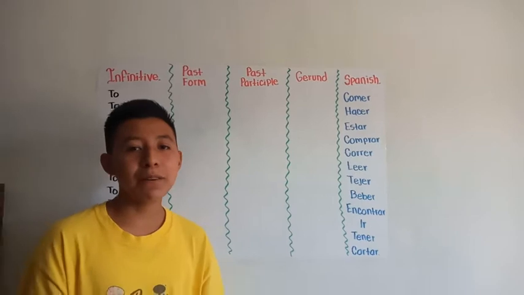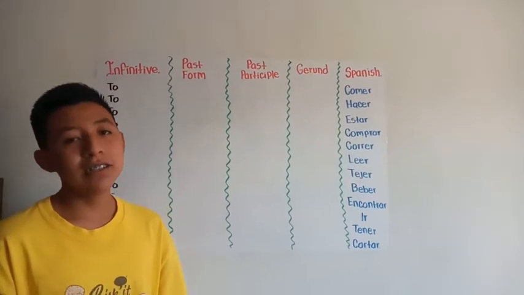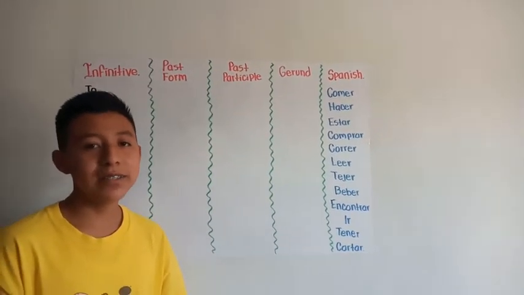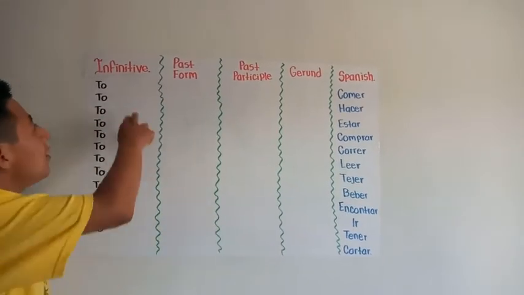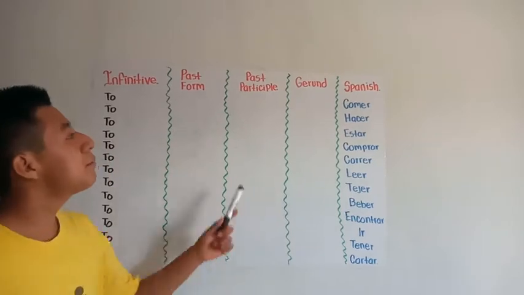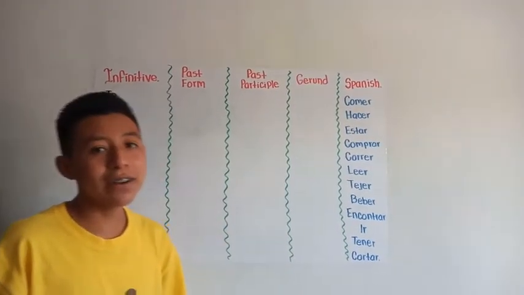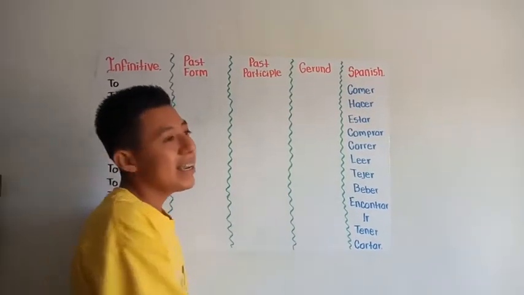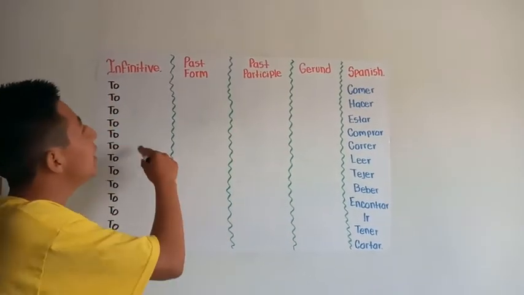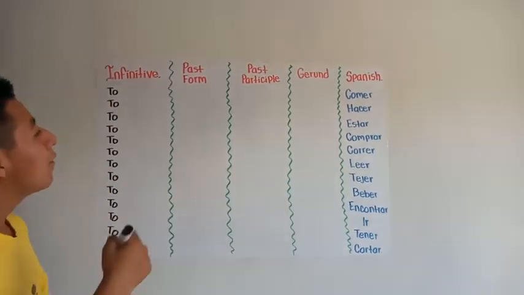In this first part of the video, I am going to teach you 30 irregular verbs in the three forms. What are the three forms? The infinitive, past form, past participle, and gerund. We are going to begin with these 12 verbs in Spanish, and I am going to teach you how you say them in these three forms. We are going to begin.